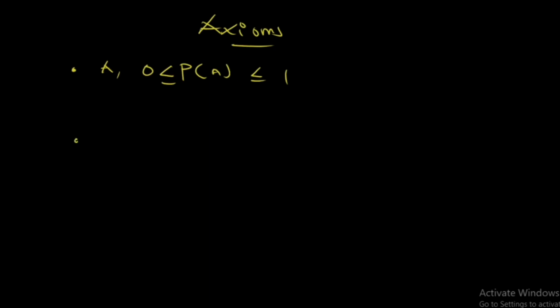For axiom 2, it says that the probability of the sample space, P of S, is equal to 1. So the probability of the sample space is equal to 1. Let's look at axiom 3.